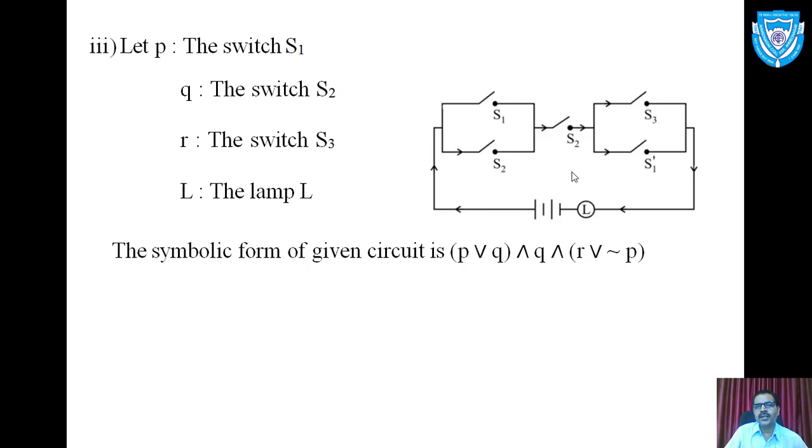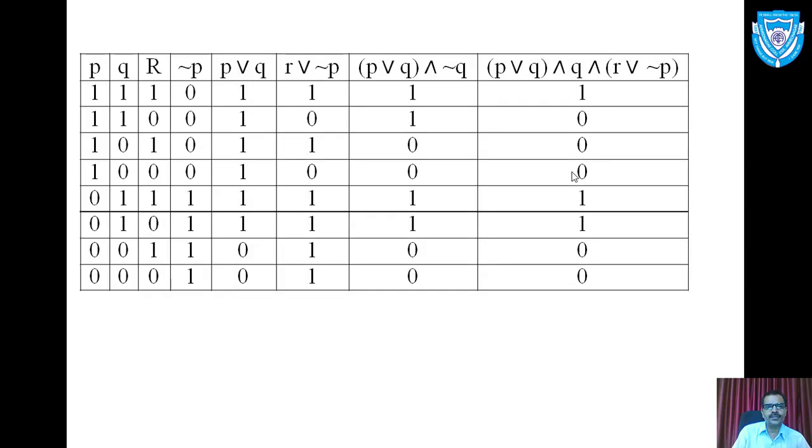Their corresponding compound statements are P or Q. For the second one it is Q, and for the third one it is R or negation of P. And these 3 loops are in series, so the corresponding compound statements are connected by the logical connective AND. And again you can prepare the truth table of this proposition. It is already prepared here on the screen, you can observe it carefully.